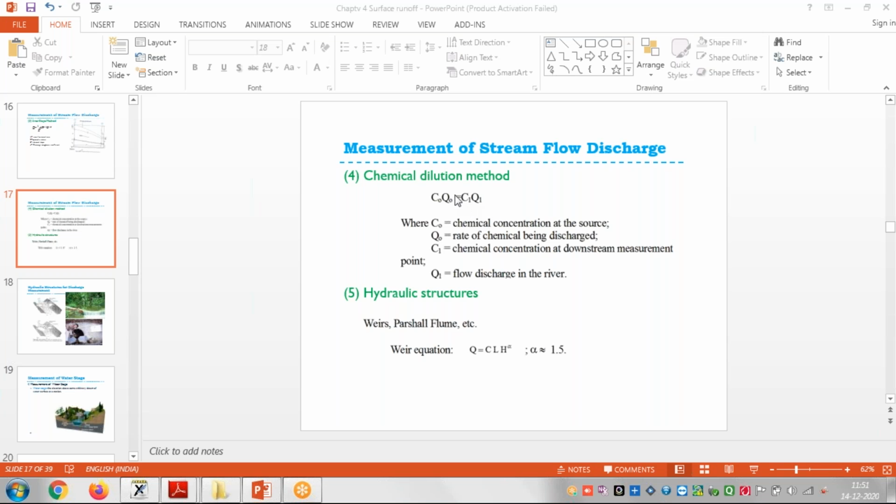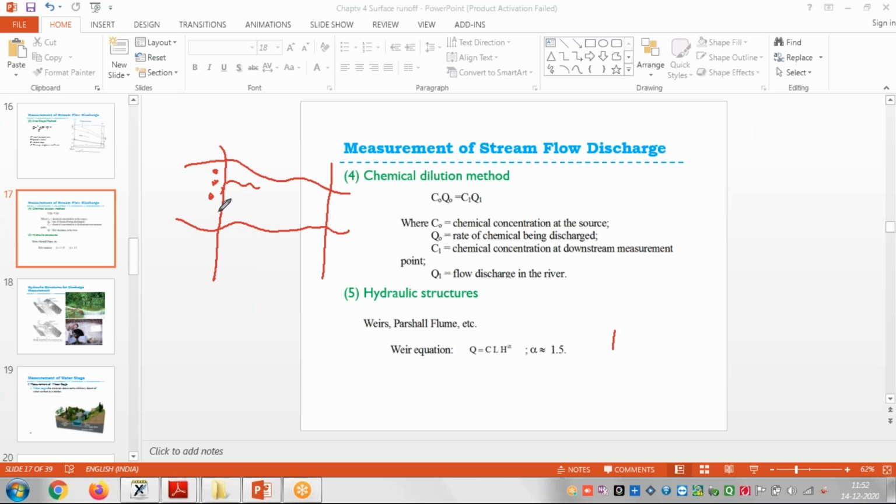So, the chemical dilution method and the hydraulic structure method. This chemical dilution method is just based on the law of, we can say, the continuity equation. What they do here is, suppose the river is flowing. They take one section, suppose this is section 1 and this is section 2.